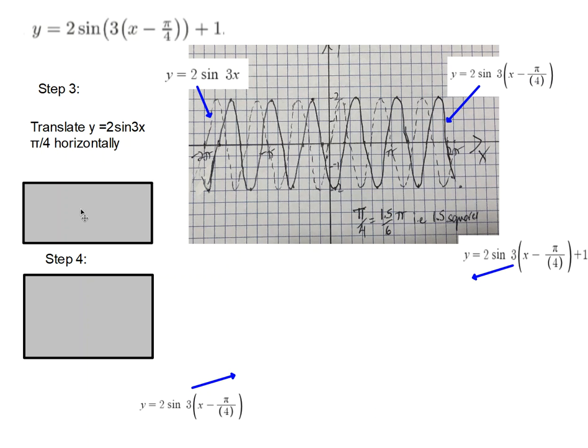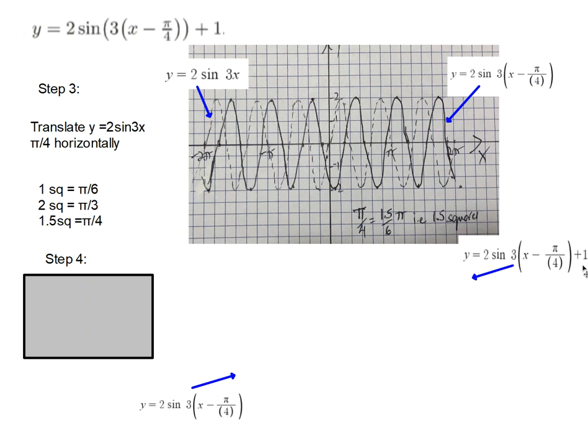How did I figure 1.5 squares? Well, if 1 square is pi on 6, 2 squares is pi on 3, pi on 4 is halfway between pi on 3 and pi on 6, isn't it? So pi on 4 must be 1.5 squares. So every point on 2 sine 3x is moved 1.5 squares to the right. And that's how we sketch 2 sine of 3 brackets x take pi on 4. Third step done.